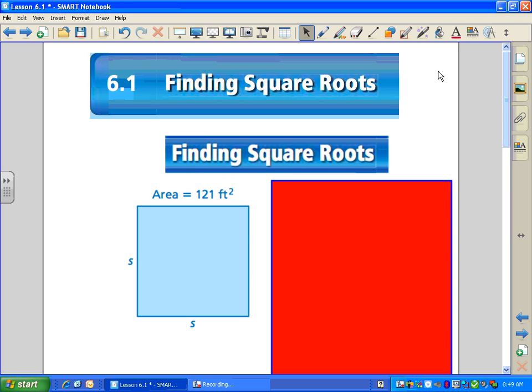Today's podcast is going to be on lesson 6.1, finding square roots.